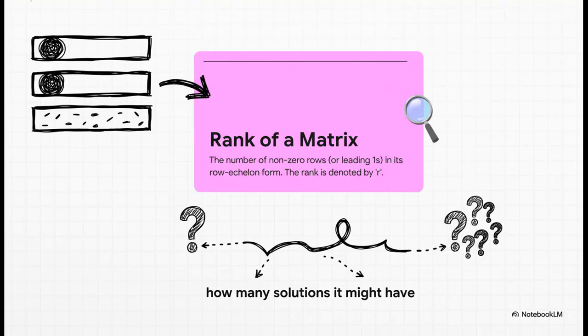Now, the word rank sounds kind of fancy, but don't let it throw you. All it is, it's just counting the number of non-zero rows, or those leading ones we made, after you've done all your row operations. It's that simple. But this one little number, oh man, it tells you a huge story about your system of equations.